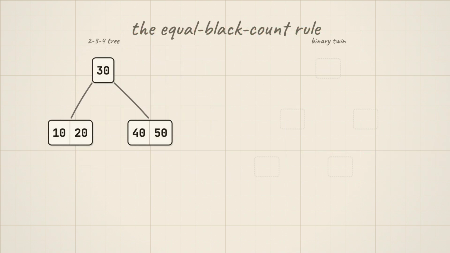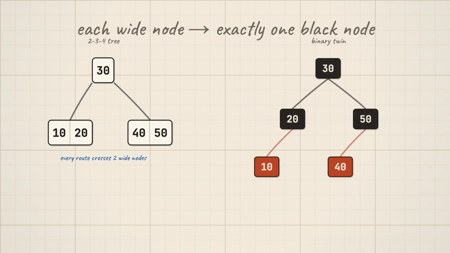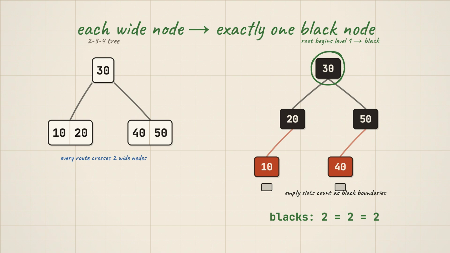What about the other important rule? Every route through the original 2, 3, 4 tree crosses the same number of wide nodes. Every real wide node contributes 1 black node to the binary representation. Therefore, every route to the bottom must cross the same number of black nodes. Empty child positions are treated as black boundaries. The root begins the first real level, so the root is black.